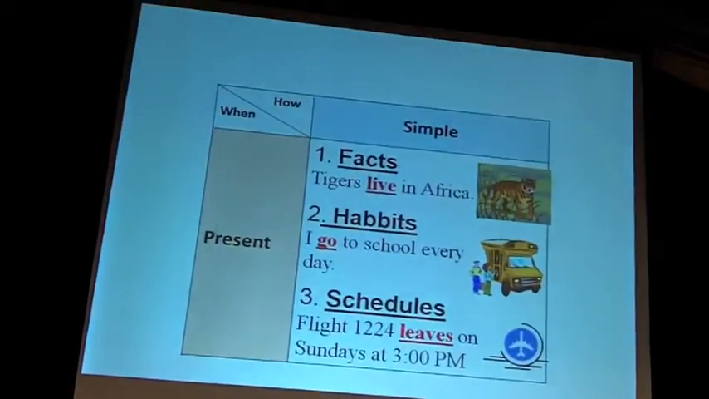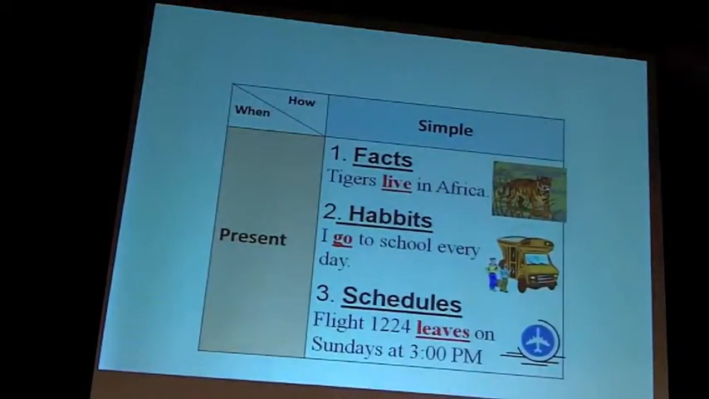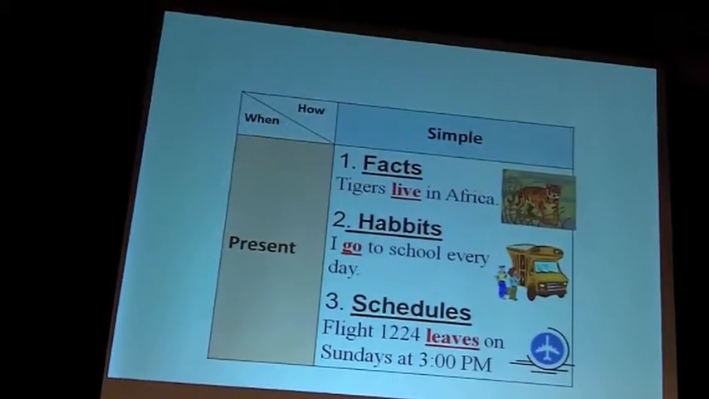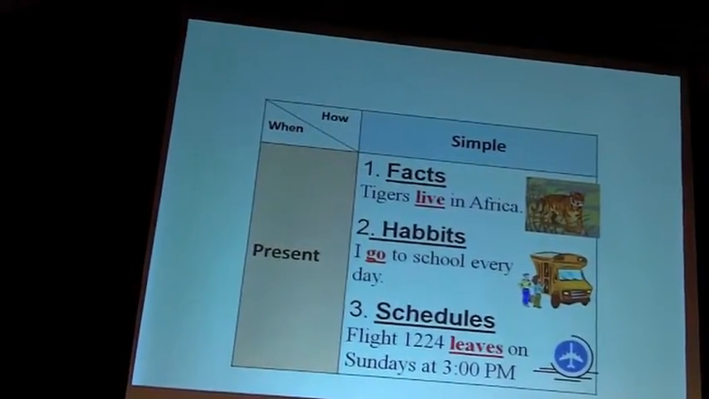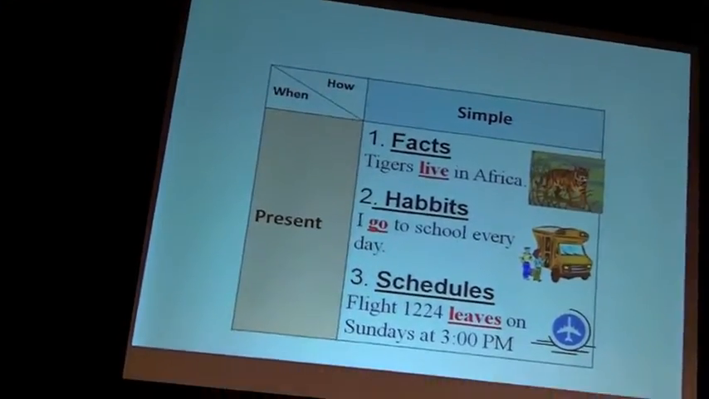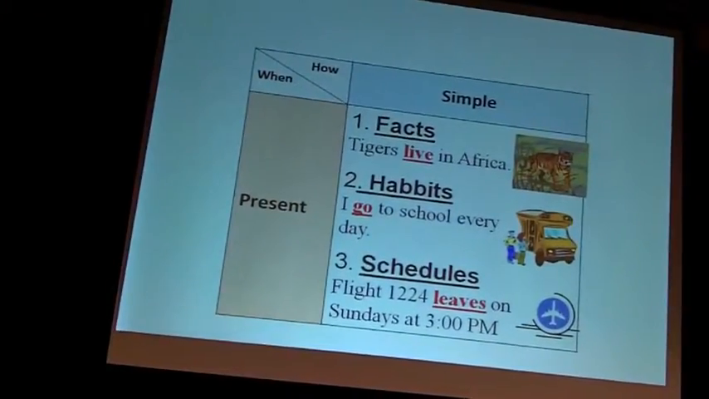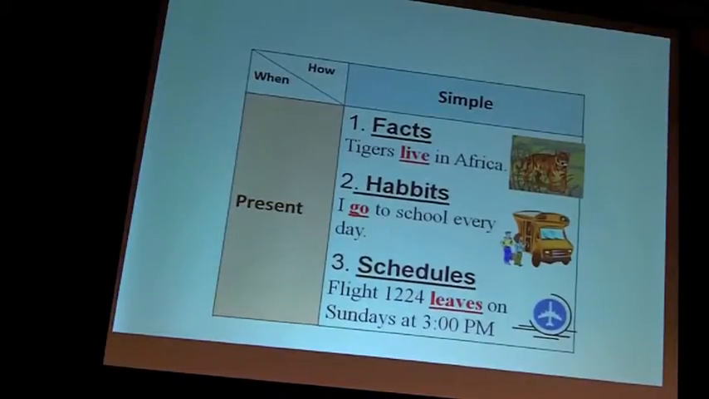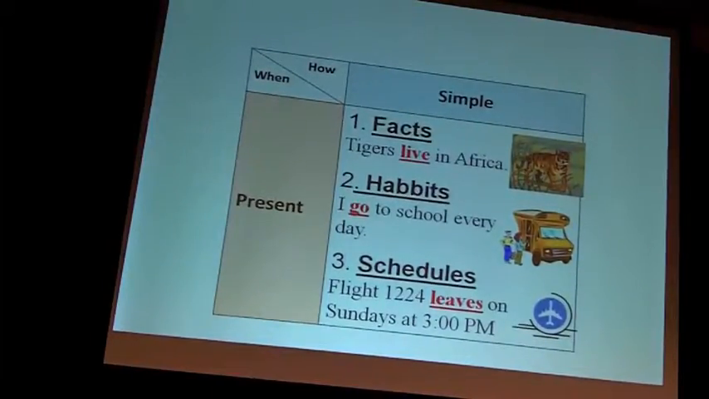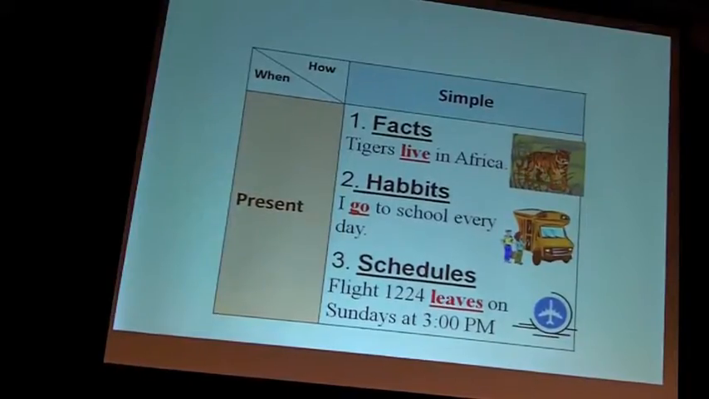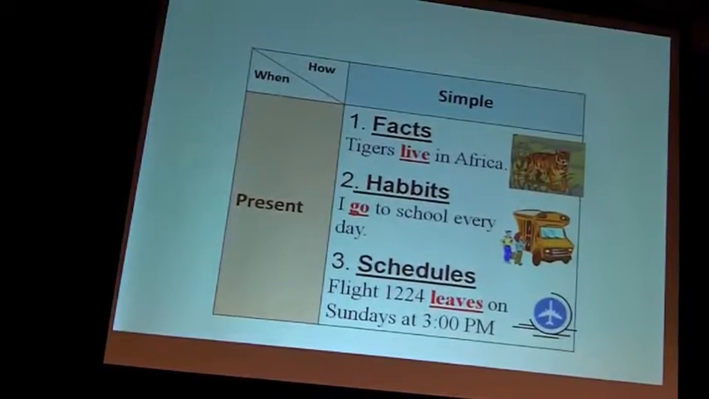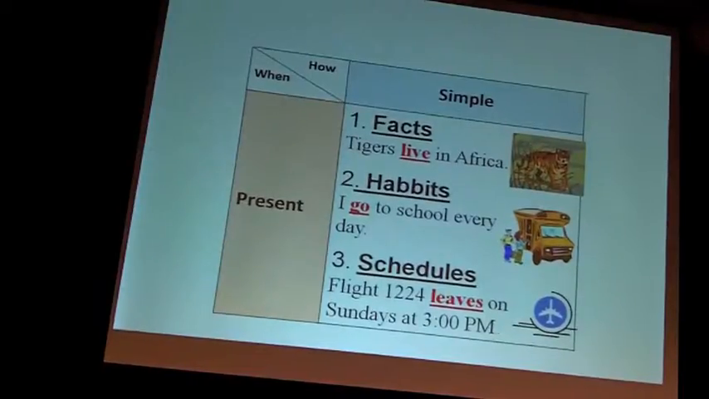And I didn't manage to take pictures of the actual drawings by my students, but imagine the tiger and the habits and everything, they draw these pictures. So I explained to them the form and three major situations: when we use simple present, when we talk about facts. For example, tigers live in Africa. Let's draw a picture of a tiger. And you know, they will remember this tiger forever. They remember those things that they draw. And habits, I go to school every day. Here is my bus. I go to school every day, and schedule.